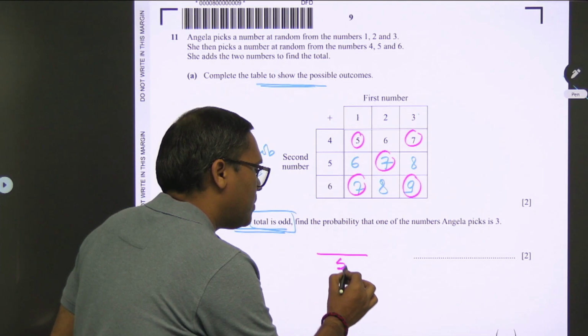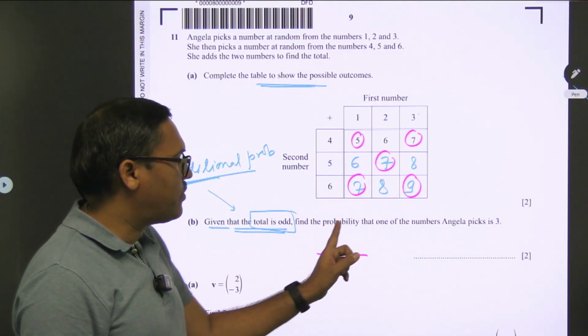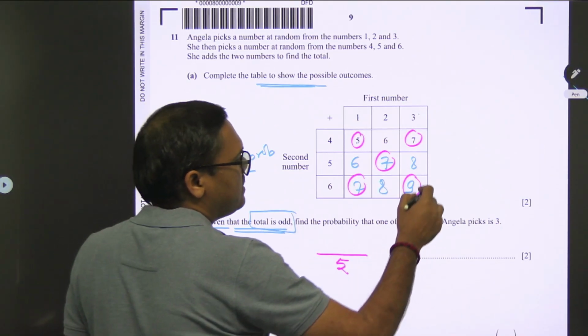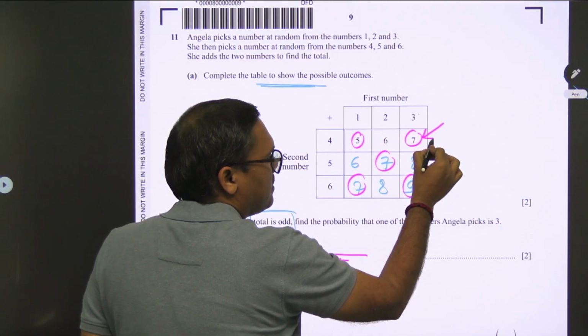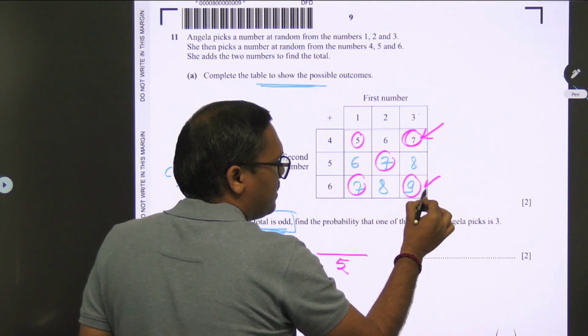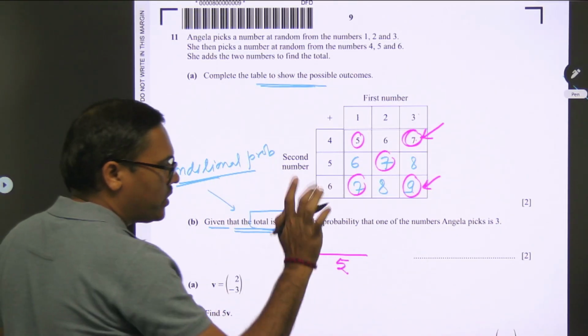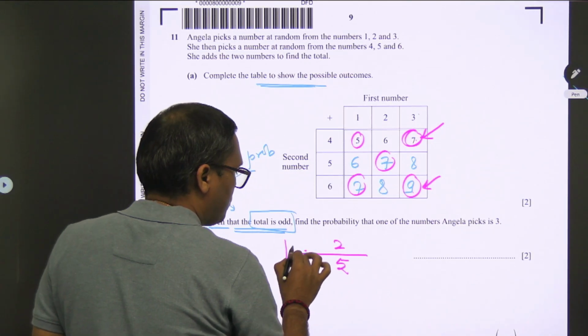So given the sum is odd, given the total is odd, what is the probability that one of the numbers she picks is 3? Now, one of the numbers she picks is 3 is how many cases? The one case is this and the other case is this. 3 will be involved in this addition and in this addition. So there are two cases. So what is the probability? This is 2 by 5.